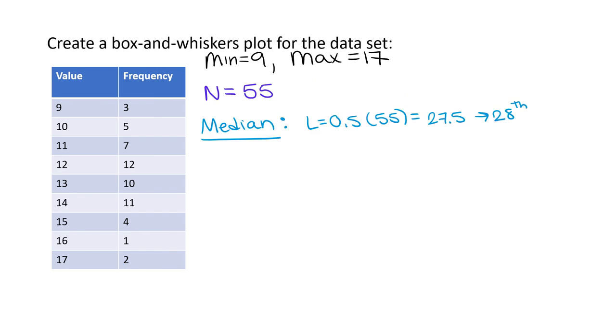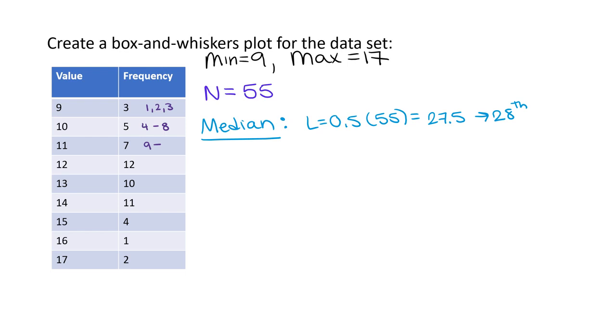So let's do the median first. To find the median, our locator is 0.5 times n. So 0.5 times 55, that's 27.5. It's a decimal, so we round up. It's the 28th value.